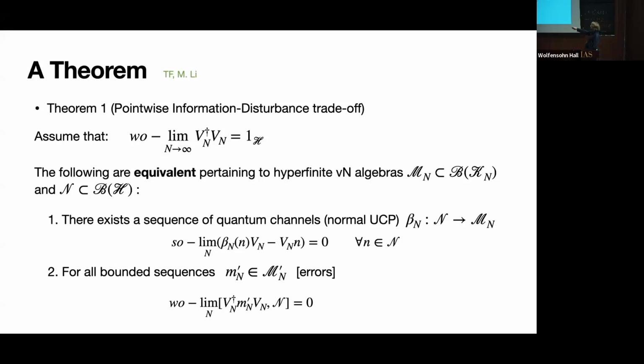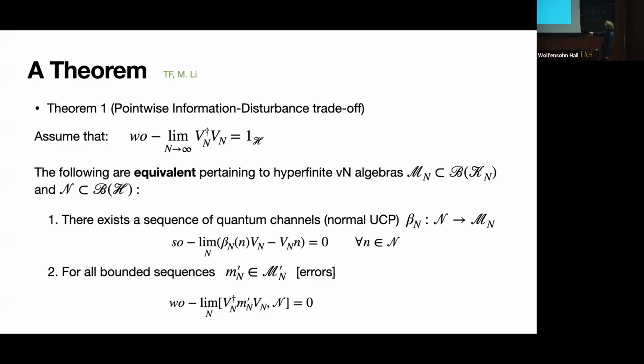And this theorem pertains to two subalgebras. A sequence of subalgebras on the boundary theory, M_n, which are subalgebras of the boundary region, which you should think of as representing some subregion on the boundary, and some subalgebra in the bulk theory. So pertaining to those two things, these two statements are equivalent. If I have one, that implies two. If I have two, that implies one. But of course, I may have neither.